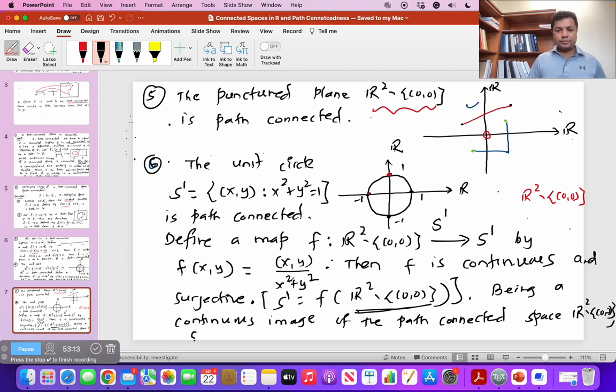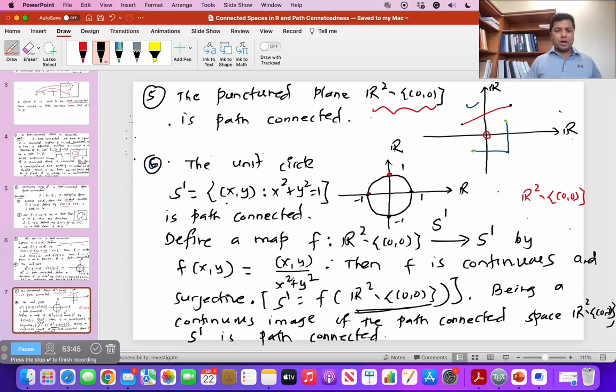S1 is path connected. So here we just proved that the unit circle in R2 is path connected. And even if you go to higher dimensions, like in R3, the unit sphere with radius 1 is going to be path connected. So you can generalize this result to higher dimensions as well.